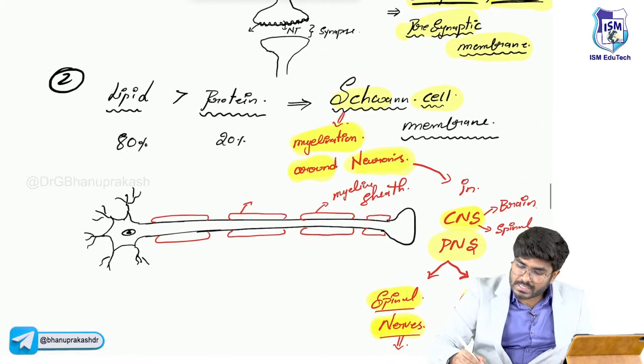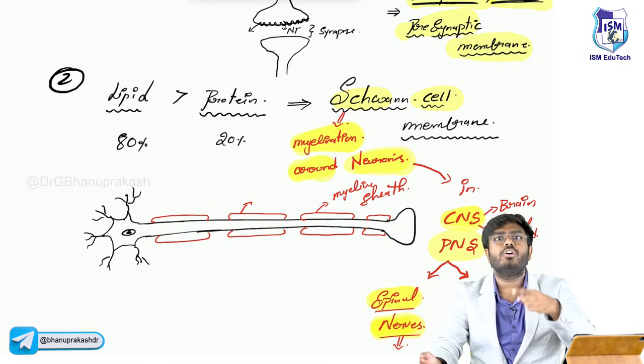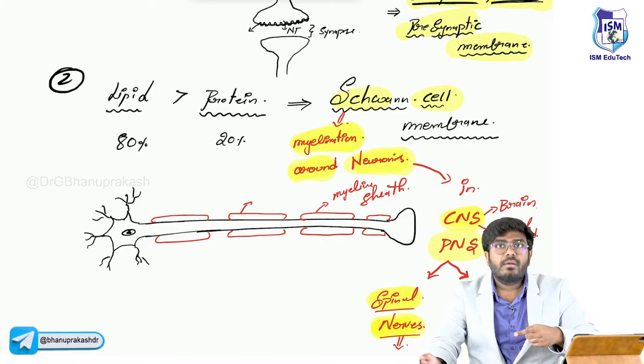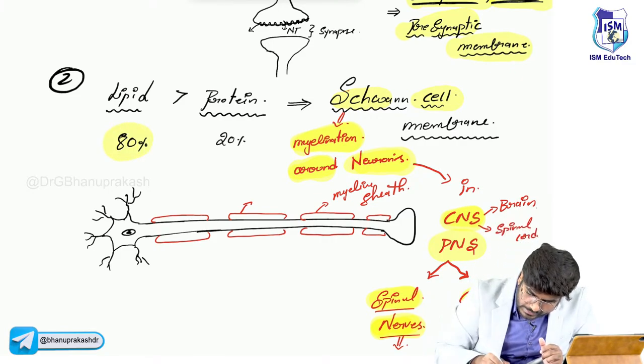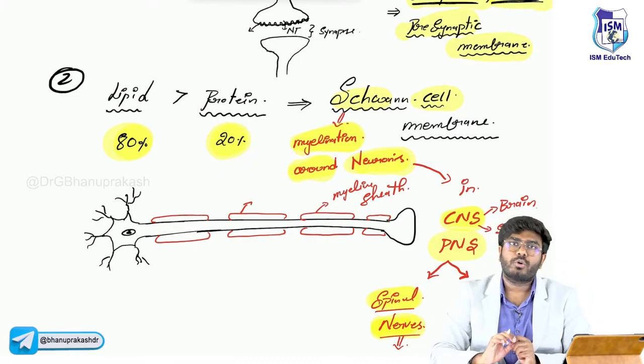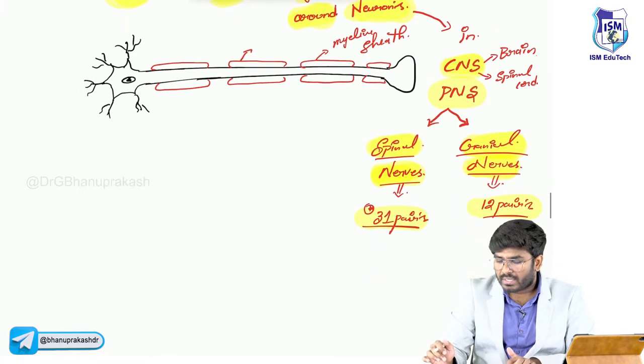Our physiology topic is this Schwann cell membrane. This is a cell, and this Schwann cell forms the myelination. In the Schwann cell membrane, the highest amount of lipids are there when compared to the proteins. This is one exception which I want you to know. Okay, done. After this, what else should I teach you?